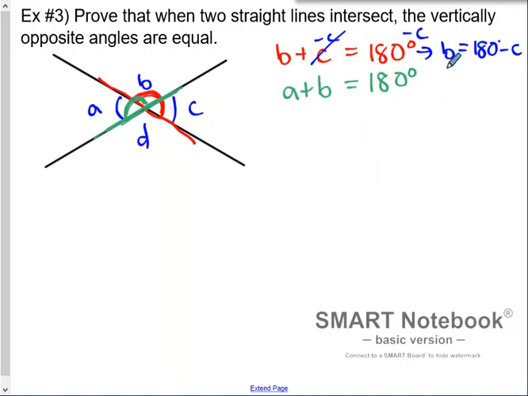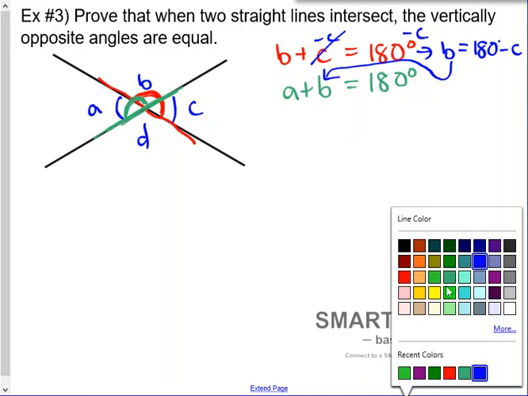And what I'm going to do now is take this B. So I know that B equals 180 minus C. I also know that A plus B equals 180. I'm going to take this B and substitute it into here. So I know that B is 180 minus C. So A plus, and substituting 180 minus C in here, equals 180.